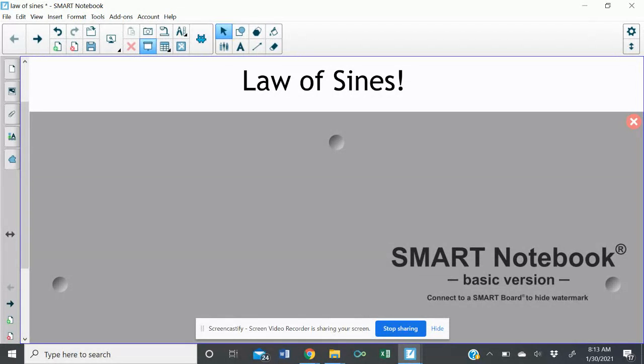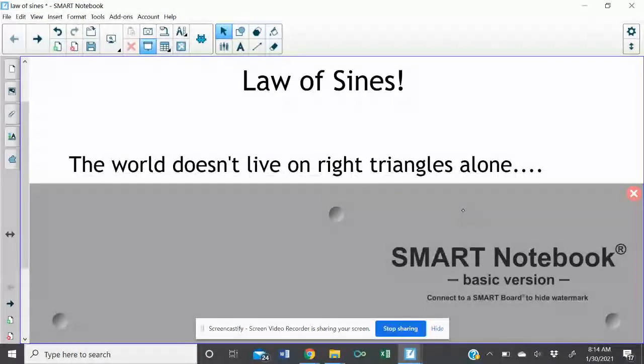Anyway, again, we have two more topics on trig, and we're going to do the law of sines and law of cosines. You have the law of sines and cosines on your formula sheet, so you do not have to memorize these. All right, so law of sines.